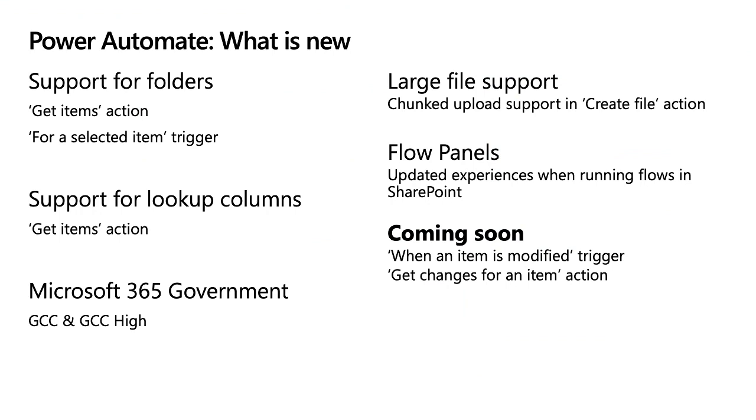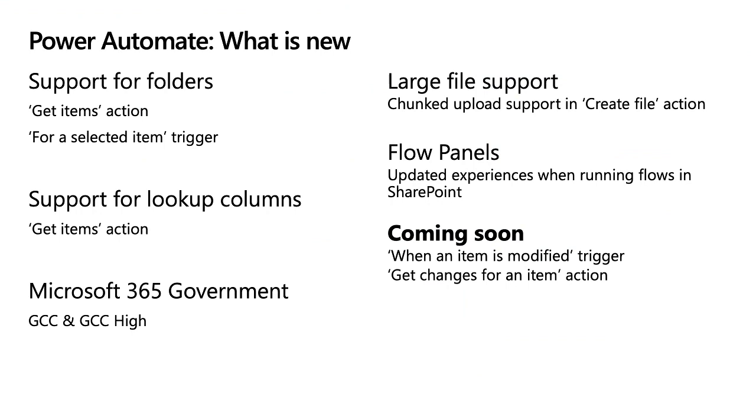Now, we also have support for lookup columns in the get item actions. If you want to filter using OData queries, and if that column happens to be a lookup column in your list, we support that option in the get items action as well. And finally, we are very, very happy to announce that we have SharePoint and Power Automate integrations available now in GCC and GCC High environments.